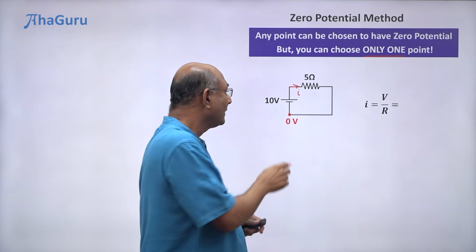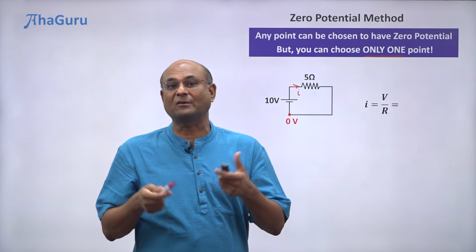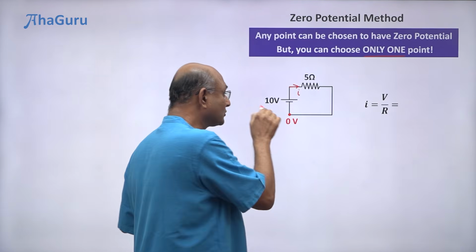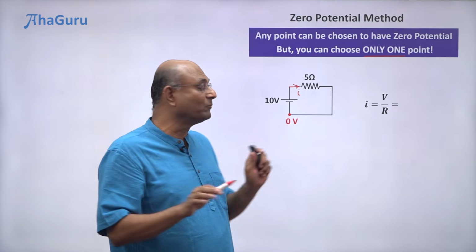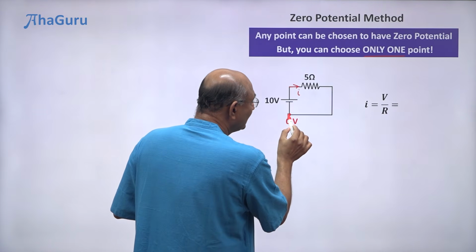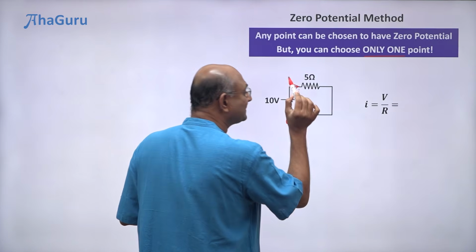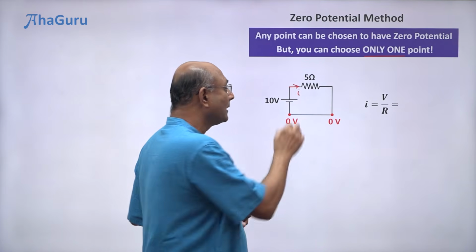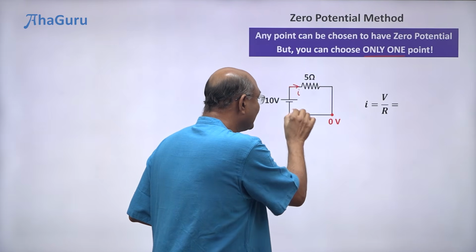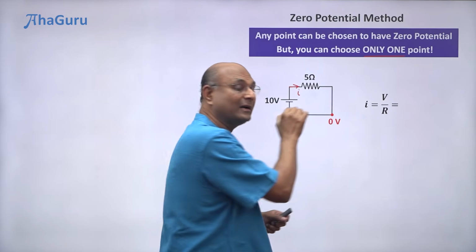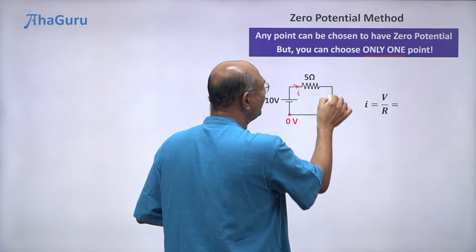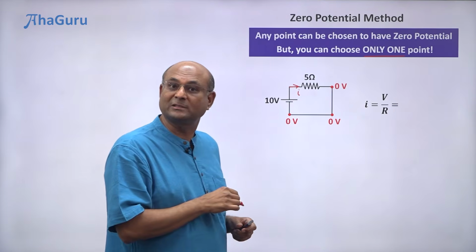But that doesn't mean you cannot derive the potentials of other points. This point was chosen randomly. I chose this, that's all, finished. I cannot choose anything more. But if this is 0, this is a wire, so all these points must have the same potential. So that must also have 0 volts. But remember, this was not chosen. This was chosen, that was derived. Same way, all these must have the same potential, so that point must be 0 volts.